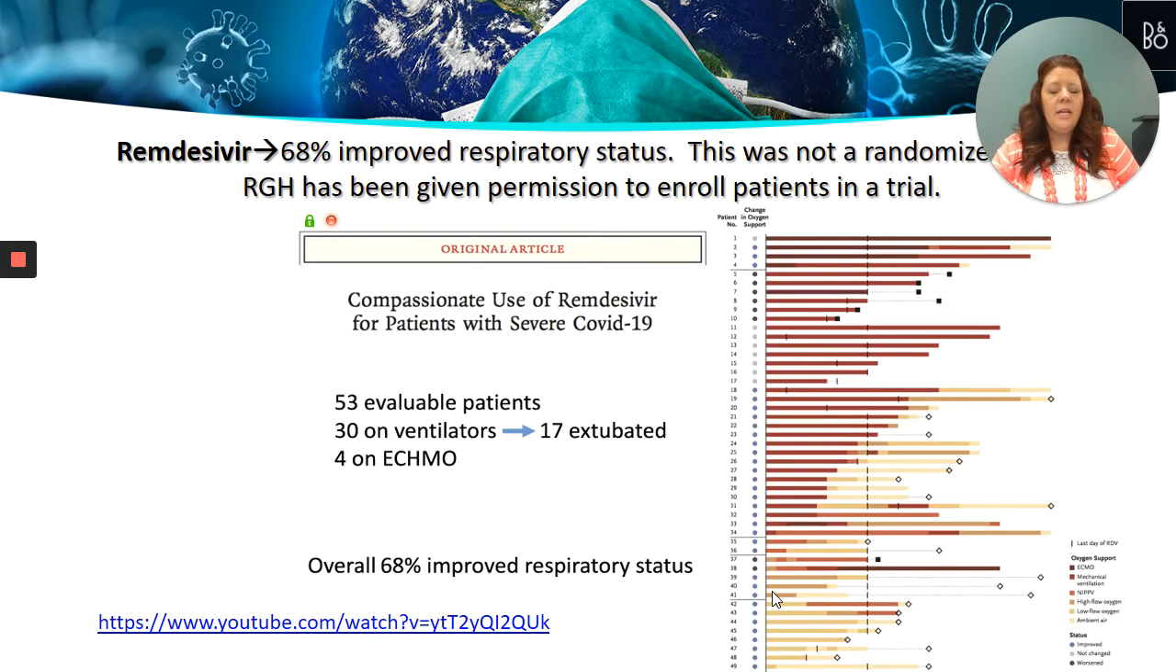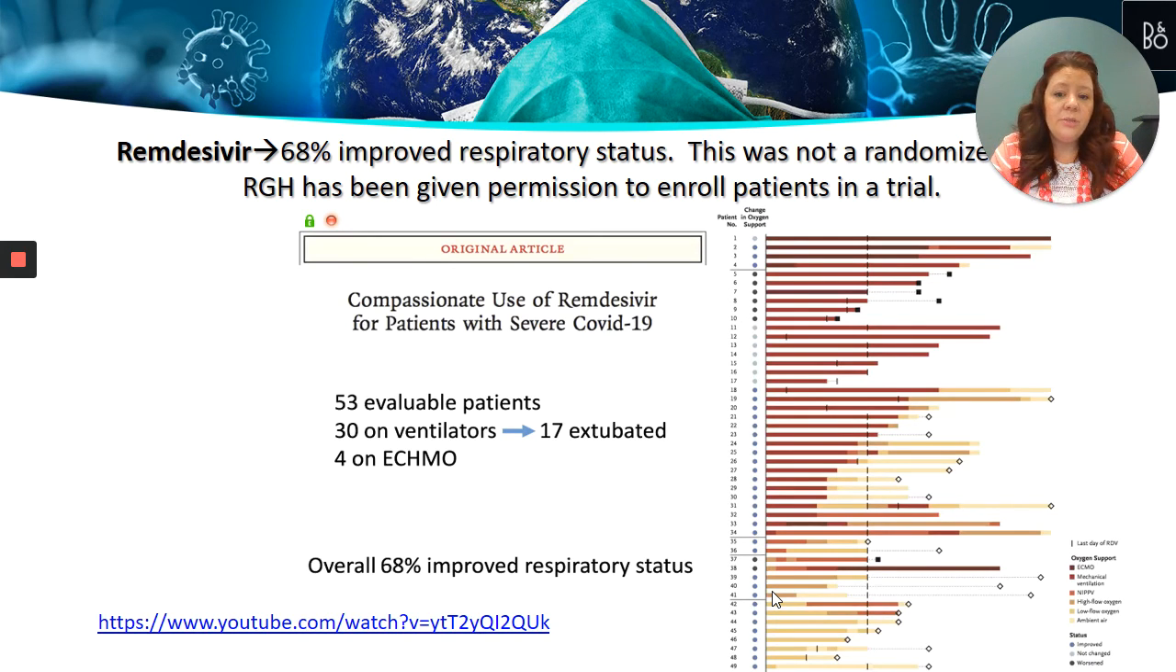So Remdesivir, in early studies, they've been able to show, and here you have the original article, compassionate use of Remdesivir for patients with severe COVID-19. In this study, they had 53 evaluable patients. 30 were on ventilators, 17 ended up being extubated. 4 of the patients were on ECMO. ECMO is extracorporeal membrane oxygenation. That is basically you were attached to a heart and lung machine outside of like an operating room setting.